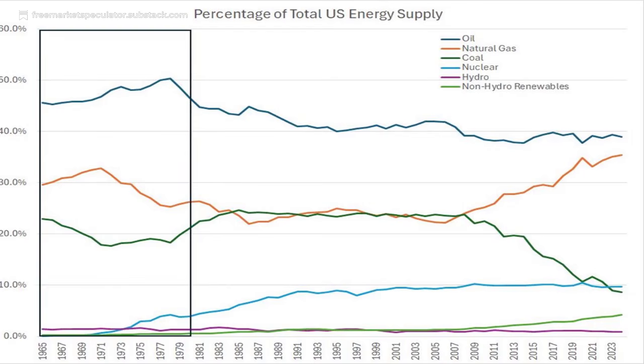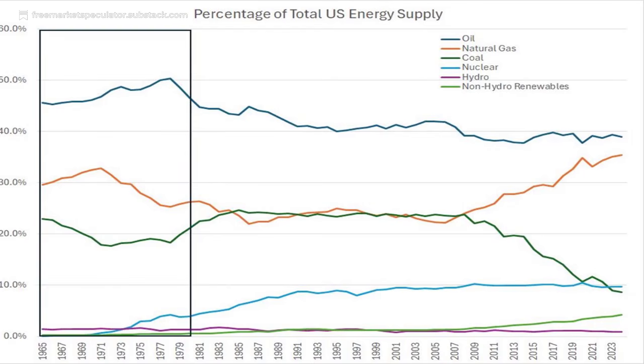Look at the areas I've boxed in my chart, representing the period from 1965 to 1980, the left-hand side of the chart. As you can see, oil was both a dominant and growing source of US energy supply from the mid-60s until the late 70s. At the peak in 1978, oil accounted for 50.3% of total US energy supply, with natural gas at 25.3% and coal at 18.4%. Think about that.